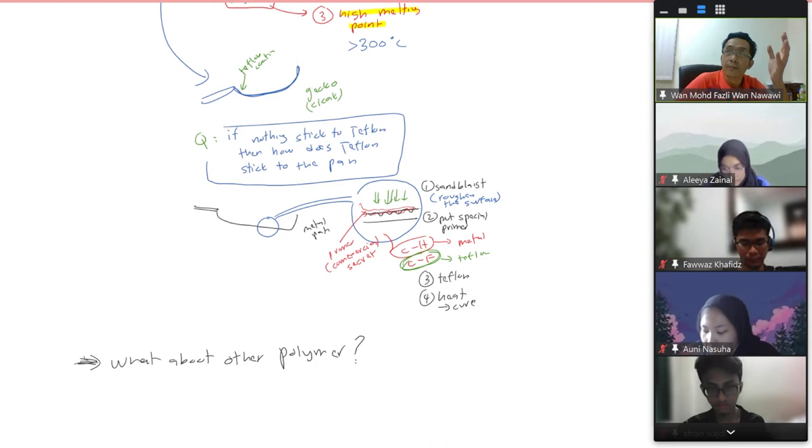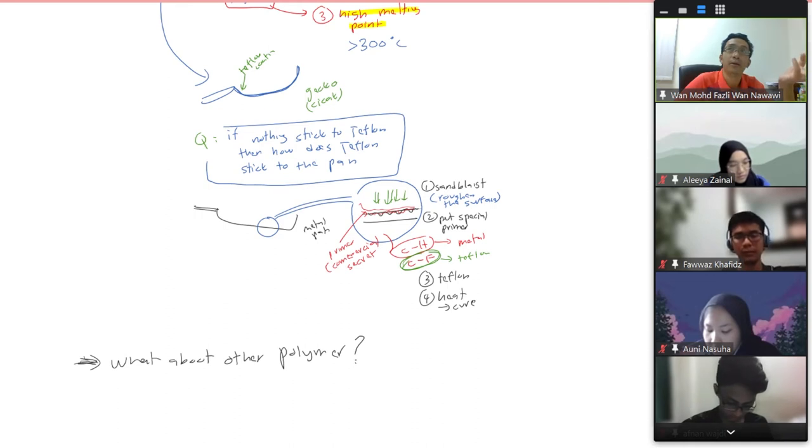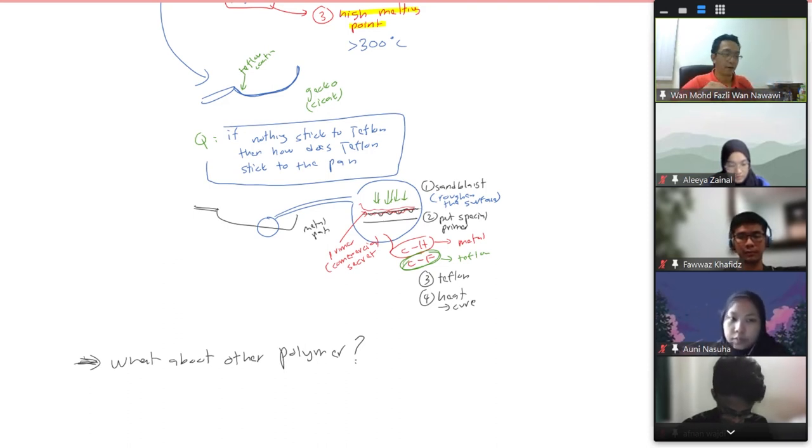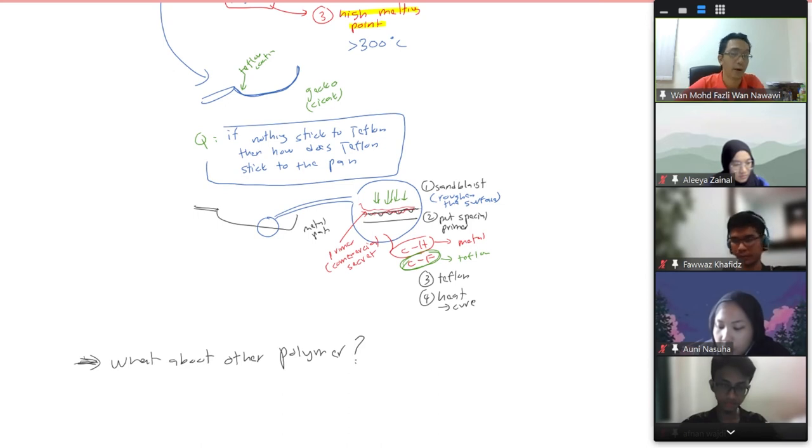What about other polymers? If you want to use that as a container, especially for your food or your drink, will you worry about the polymer leaching out into your food, and then you ingest that food and it makes a lot of harmful things and so on? Normally for Teflon we are okay with that, but other polymers like PET, LDPE and so on, then you need to be careful also.